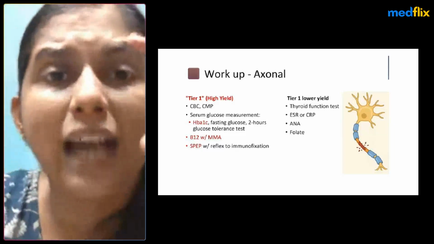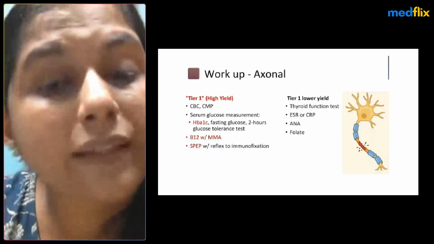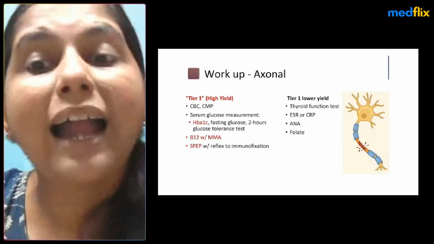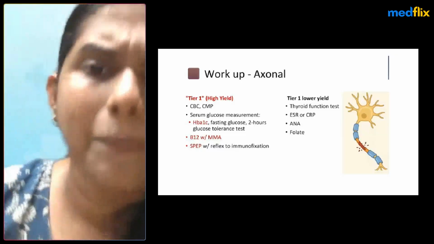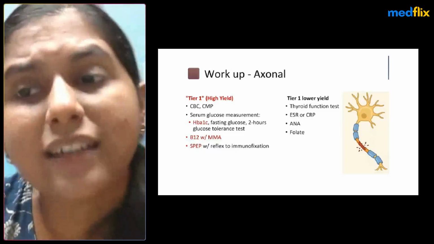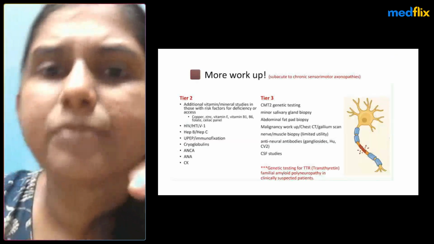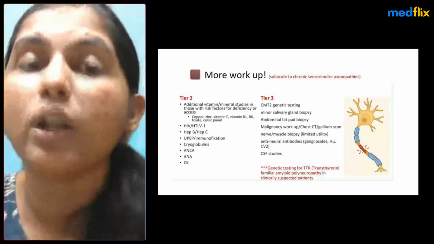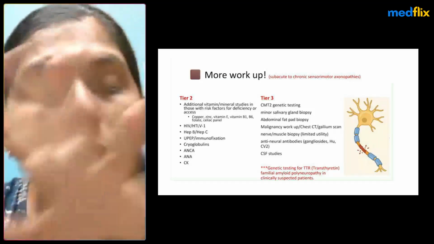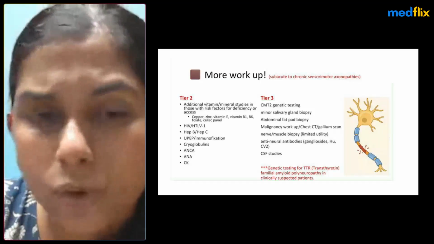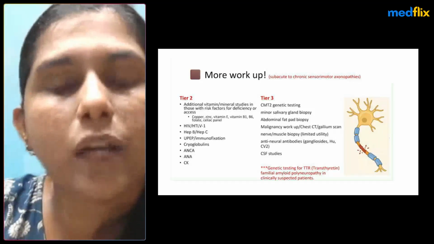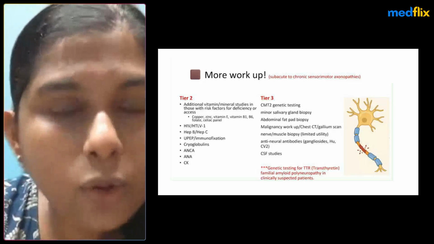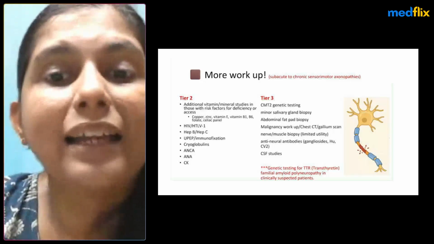So coming back to the axonal workup. Here we do a CBC, a metabolic panel, serum glucose, glycosylated HbA1c, B12, SPEP, and these are the high yield workups, and the lower yield are the thyroid functions, ESR, CRP, ANA, and folic acid. And then if your tier 1 still did not give you an answer and you want to move ahead, then you do your nutritional panel, you look up your serology, and if you still feel that could be a gammopathy, you do a urine protein electrophoresis, immunofixation, check for cryoglobulins, ANCA, ANA.